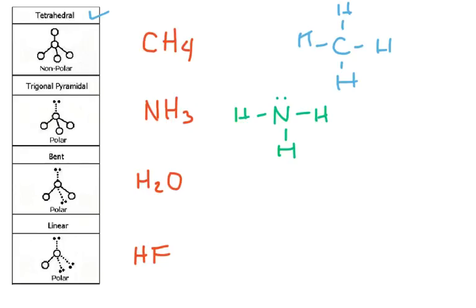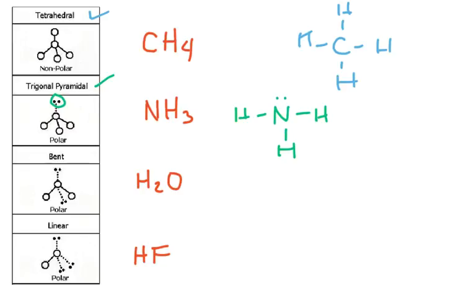So we have a structure like this. 3 bonded atoms, 1 lone pair, steric number of 4. But because that lone pair has no atom on the end, what's left over looks like a little triangular pyramid, so we call that trigonal pyramidal.